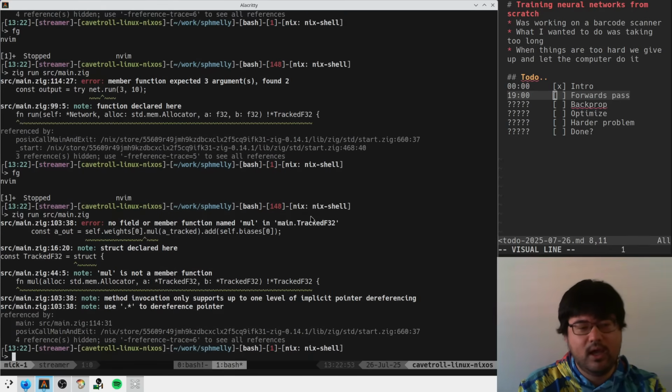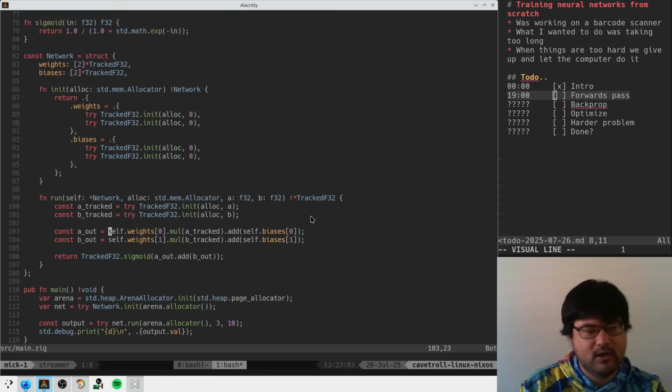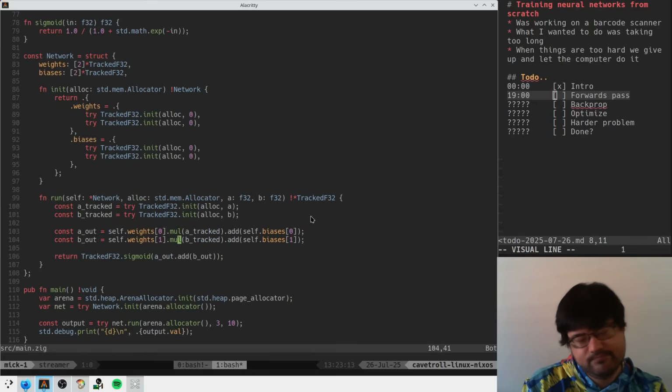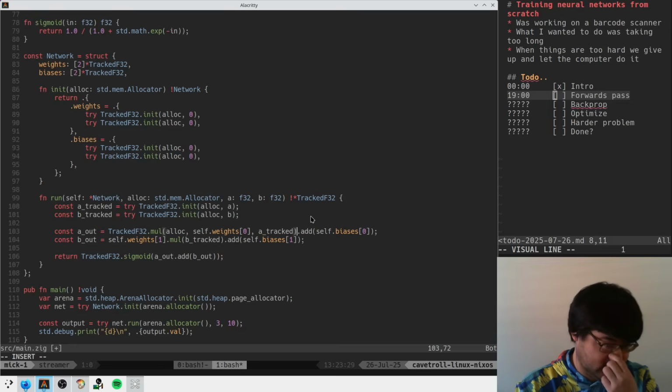Okay. And no field name mul in track 3 F32. Okay, so why not? Because I took in the allocator as the first guy like a dumbass. Okay. This kind of blows having to pass this allocator everywhere, but it's fine. Okay, we'll work with it for now. Tract F32 mul alloc weights a tract. Okay. Yeah, this sucks for composition. This really sucks.